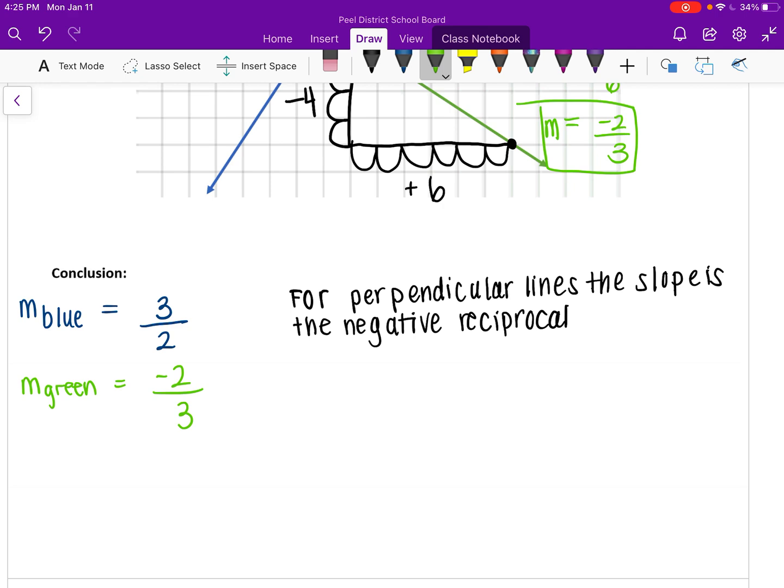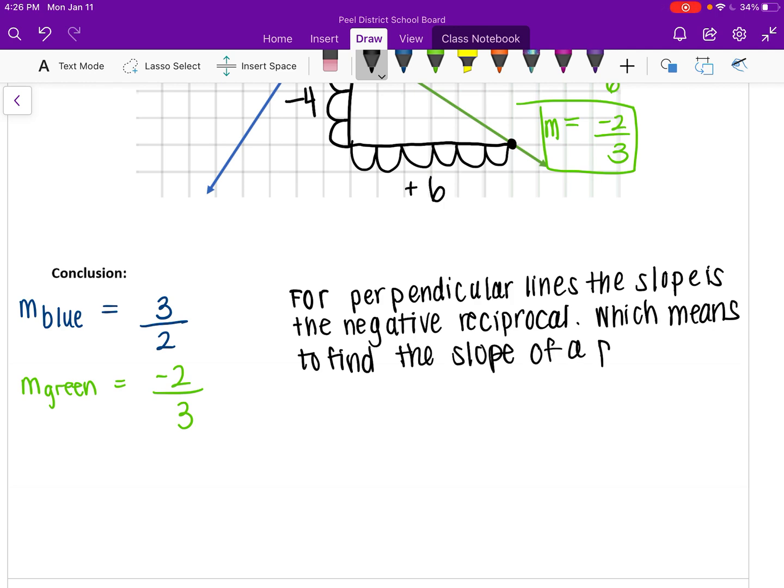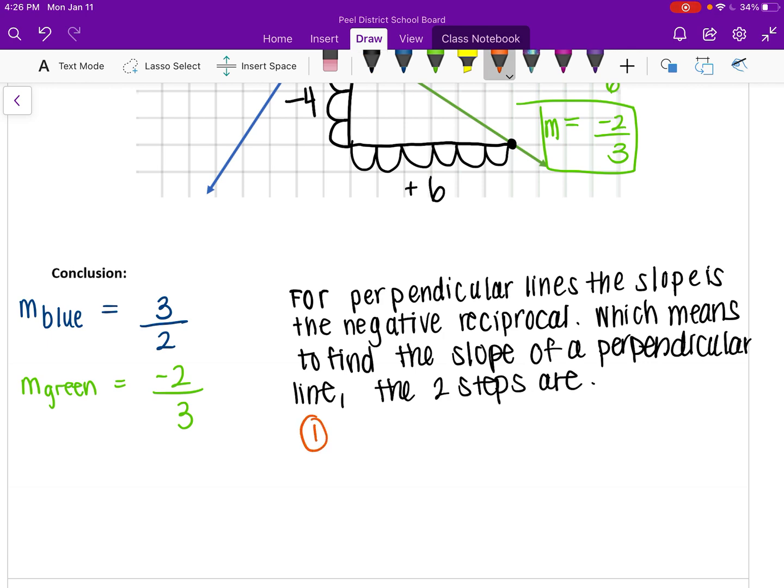Which means, to find the slope of a perpendicular line, the 2 steps are: 1, flip the fraction.